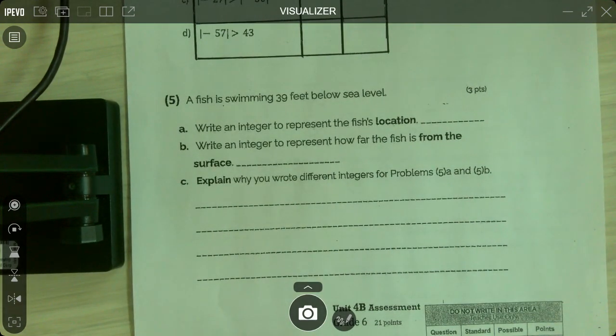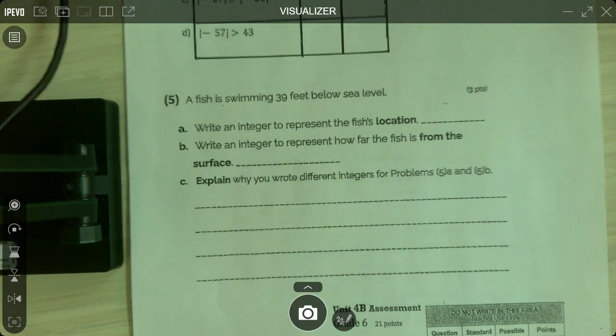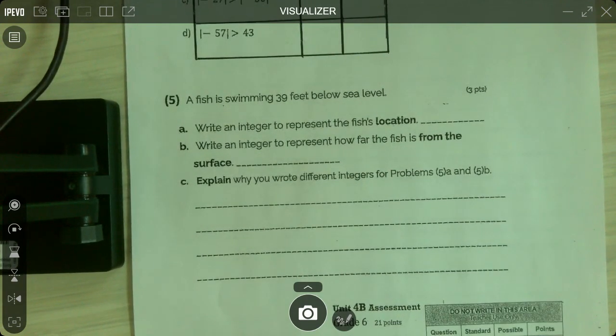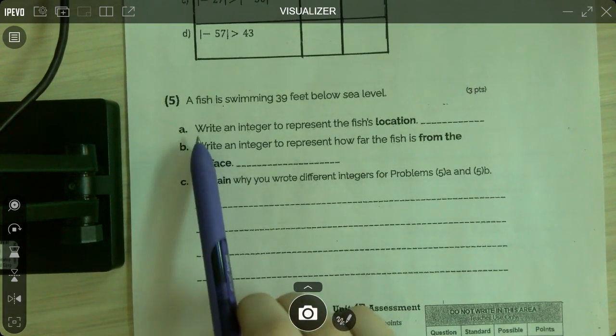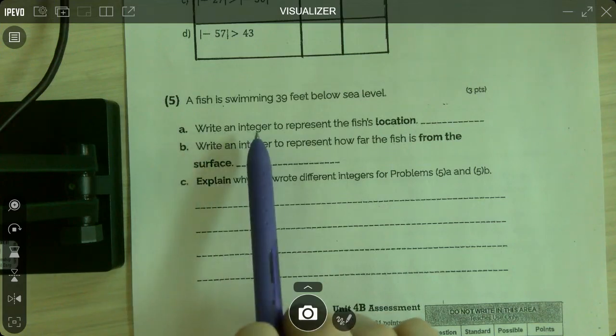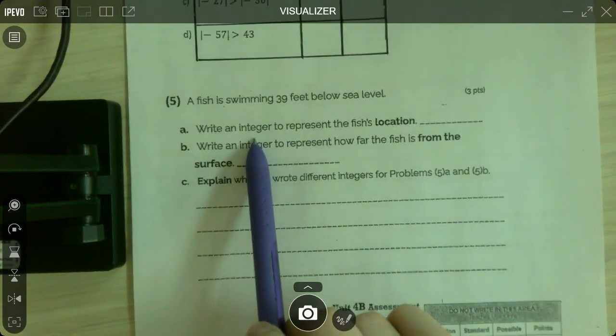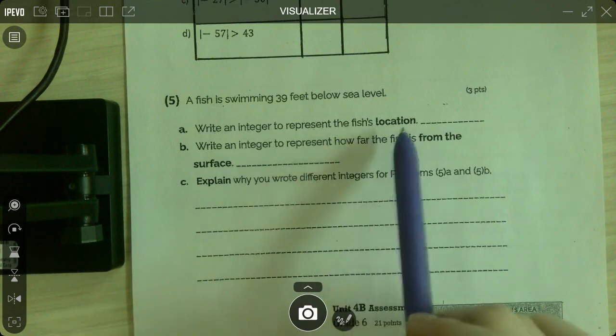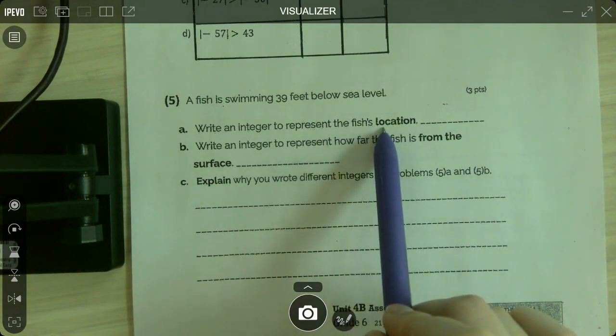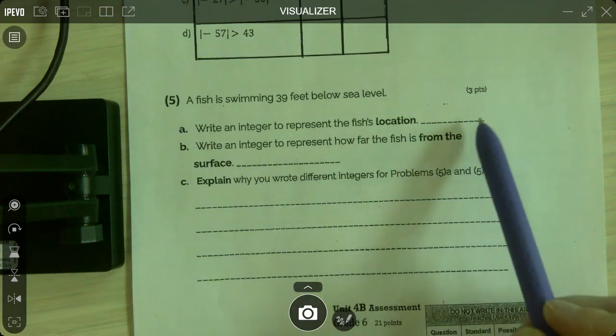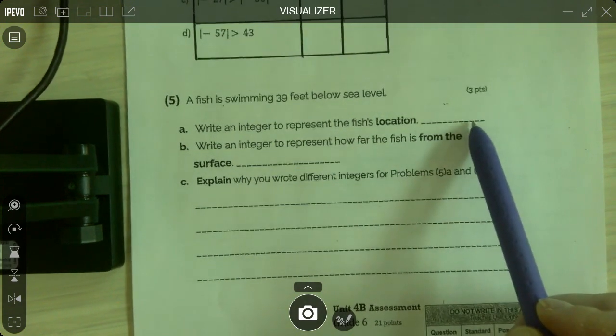Number 5, it says a fish is swimming 39 feet below sea level. So A wants you to write an integer or a number to represent the fish's location. So you're going to write that number right here on the line.